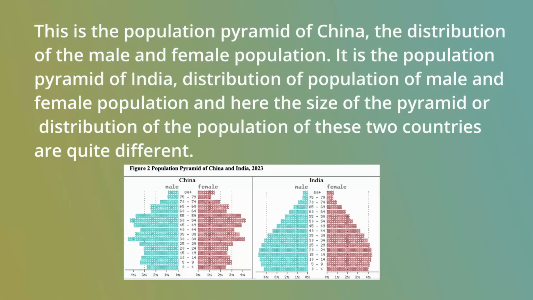This figure helps us to understand the distribution of the population of these two countries, China and India. It is actually the figure which is called the population pyramid. This is the population pyramid of China, the distribution of the male and female population. This is the population pyramid of India, the distribution of the male and female population. And here the size of the pyramid, or distribution of the population, of these two countries is quite different.